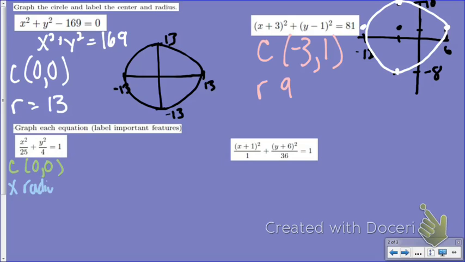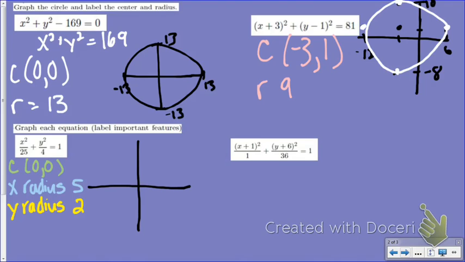That's the one that's underneath the x, so that's going to be the square root of 25. So I'm going to go 5 to the left and right. Then I'm going to do my y-axis radius, which is going to be the square root of 4, which is 2. So I'm going to go up and down 2. So that means I'm going to plot these points here.